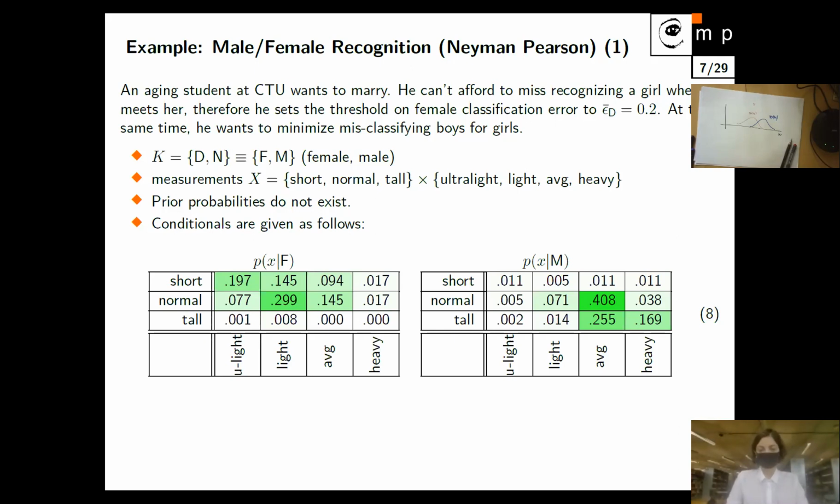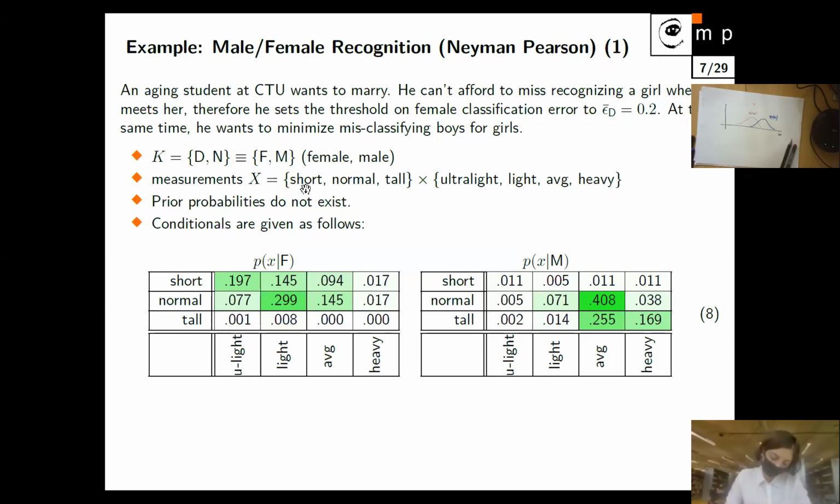He can't afford to miss recognizing a girl when he meets her. Therefore, he sets a threshold on female classification error at 20%. At the same time, he wants to minimize misclassifying boys as girls. He probably also has weak eyesight, so he approaches a lot of people, but he says, okay, these nice girls are so rare that I want to put it at 20%. So the formulation is, K is dangerous, normal: female, male. This doesn't mean that females are dangerous. It means this is the class where the error of mistakenly classifying F as M will be controlled. It will have to be less than 20%.